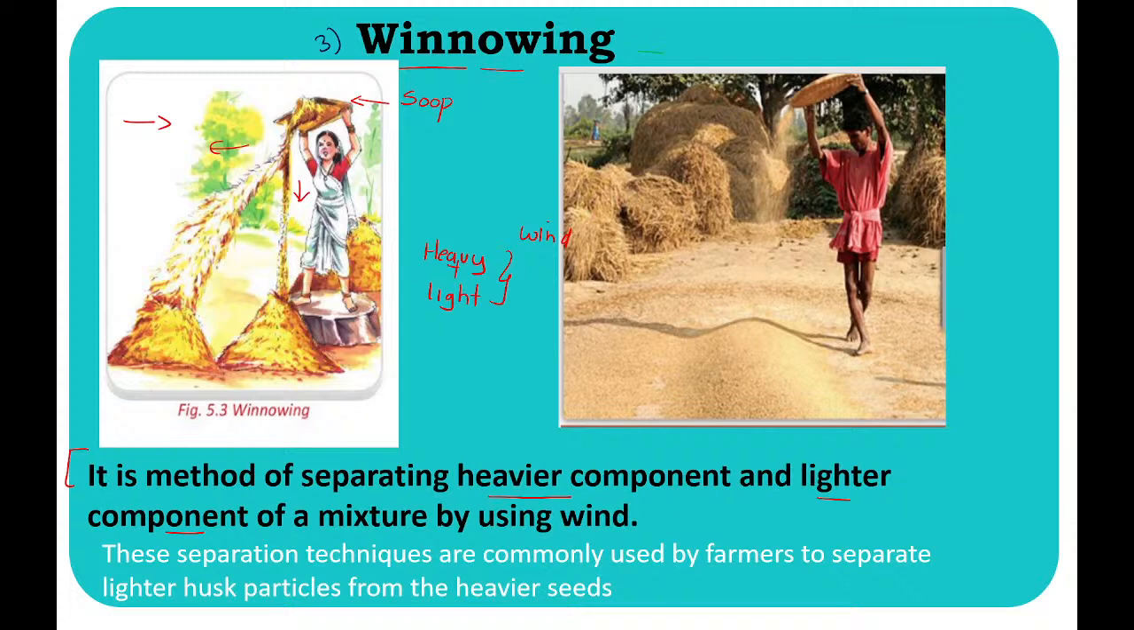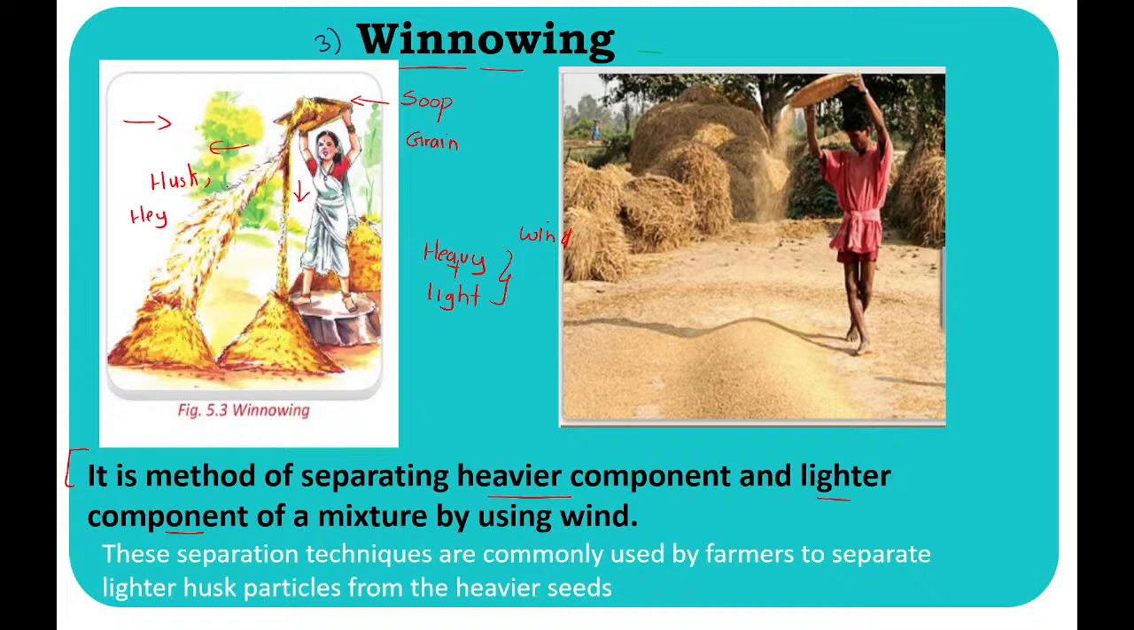And what is the principle of separation here? If the mixture contains some heavyweight particles and some lightweight particles, then we can separate them. So what is a heavyweight particle? Grains are heavier in weight, so they will fall downward. Whereas the husk particles, some hay particles, some dust particles, will move away because they are very light in weight.